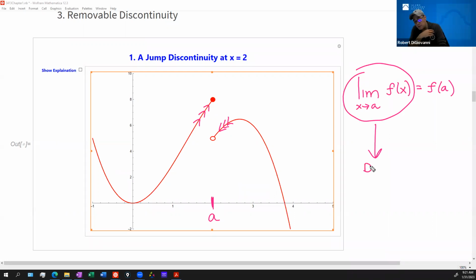So the left side of this would be does not exist, right? And then we'd be asking ourselves, is that equal to f of a? Well, f of a here is 8, right? Does not exist doesn't equal 8. So there's no way these could ever be equal. So therefore, you're going to have discontinuity there.